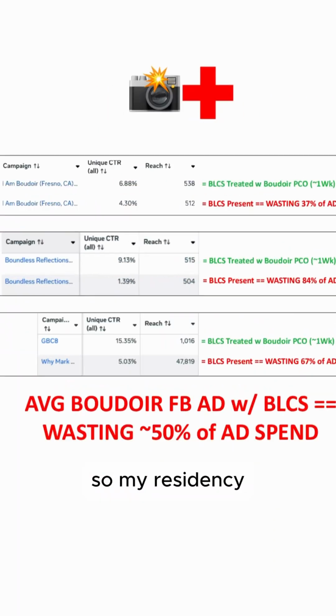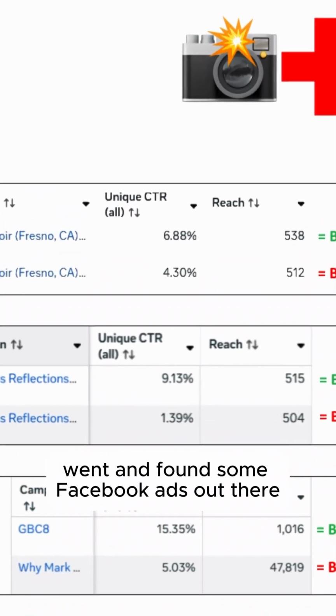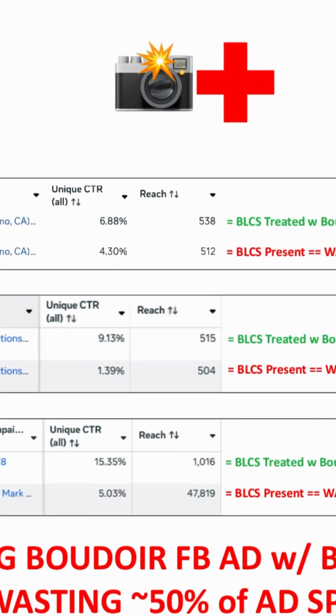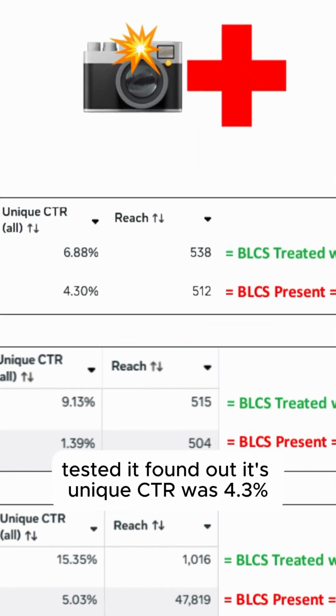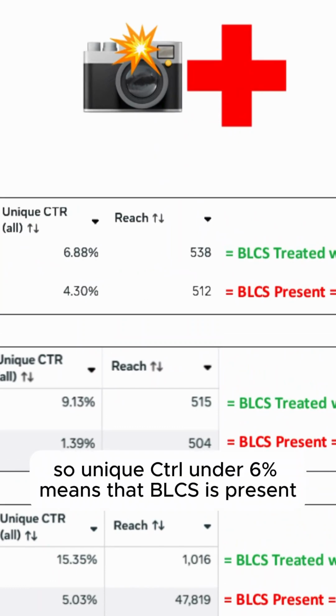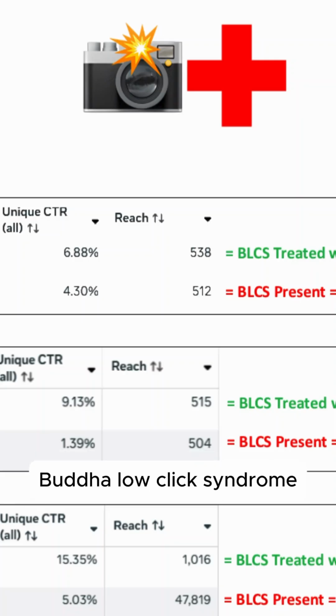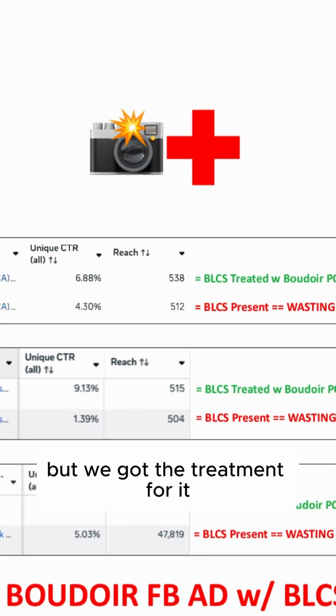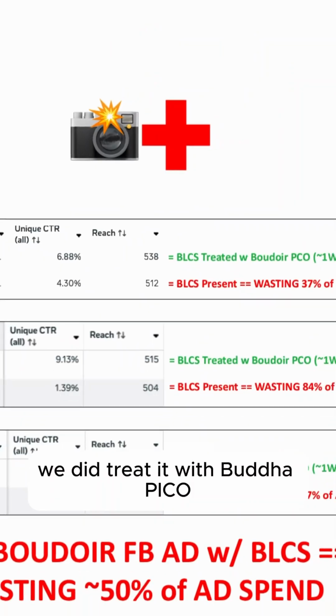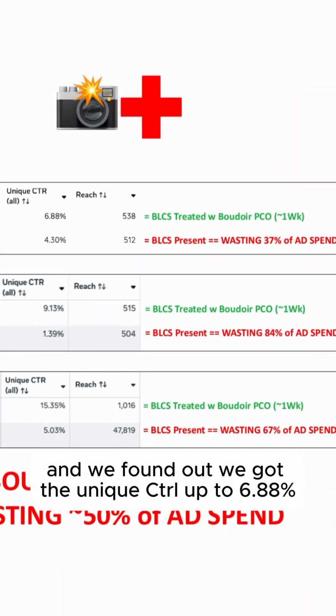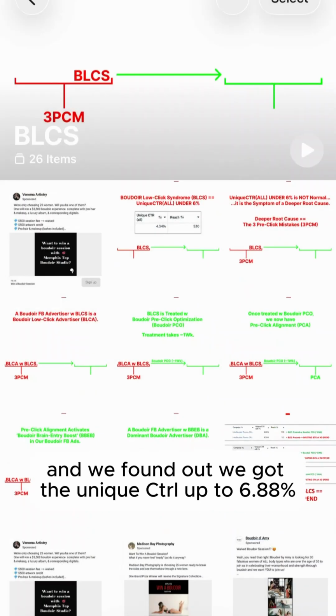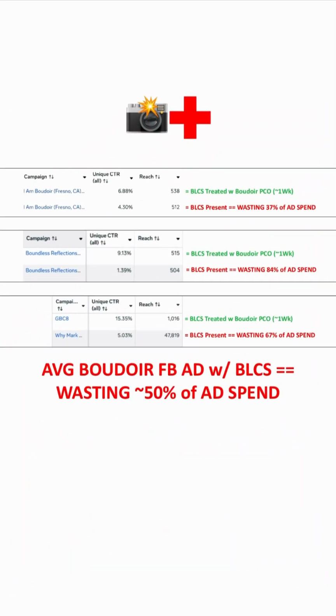So my residency went and found some Boudoir Facebook ads out there. Brought the first one back to the hospital, tested it, found out its unique CTR is 4.3%. So unique CTR under 6% means that BLCS is present, Boudoir low-click syndrome. But we got the treatment for it. We did treat it with Boudoir Pico. It takes about a week. And we found out, we got the unique CTR up to 6.88%.